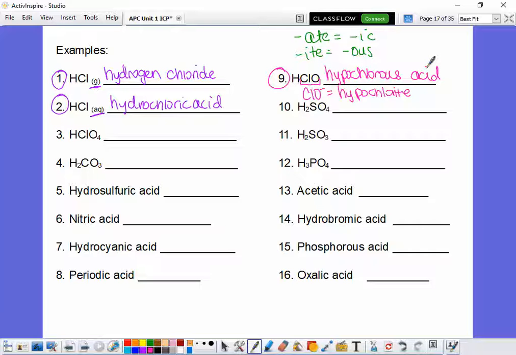Okay. What about number 3? What is ClO4 minus? Perchlorate, which becomes perchloric.